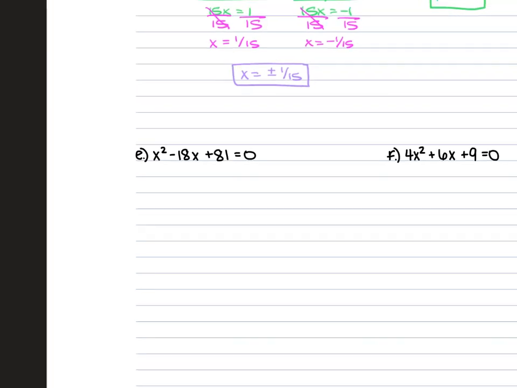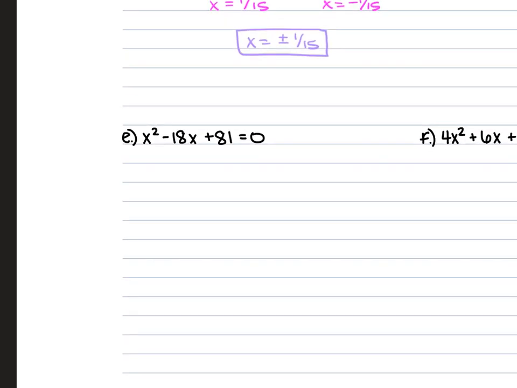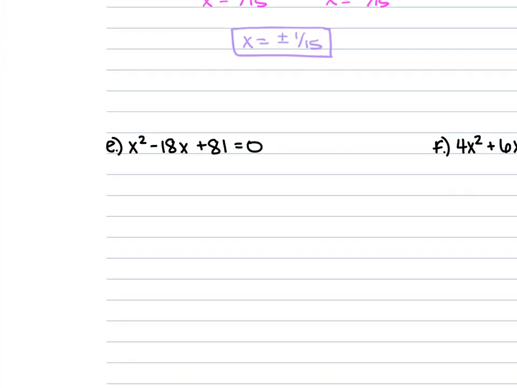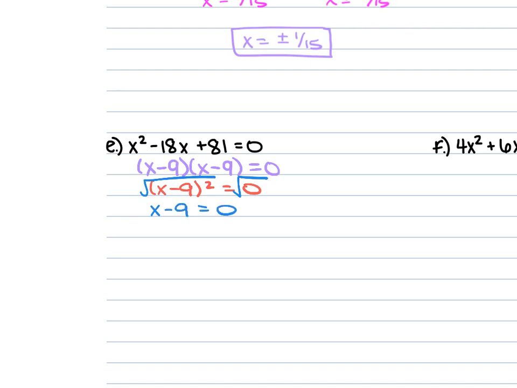For E, we have x squared minus 18x plus 81 is equal to 0. So we're going to factor this out. Again, this is the same thing as the last one. We have x minus 9 times x minus 9 is equal to 0 when we factor it. This is the same thing as x minus 9 squared is equal to 0. If we take the square root of both sides, we get x minus 9 is equal to 0. We add that 9 to both sides and get that x is equal to 9.